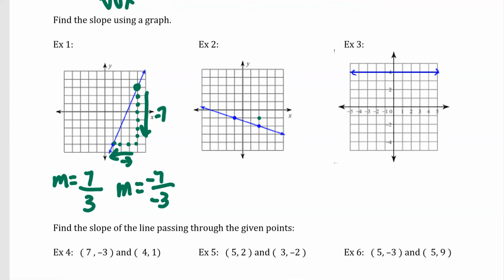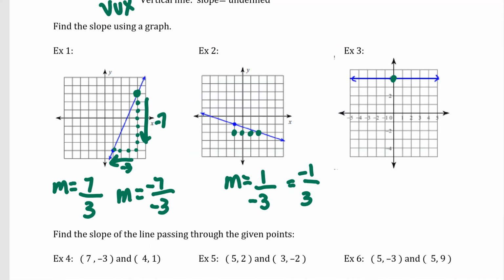Example 2, I go up 1 and over 1, 2, 3. But that 3 is to the left, which should make sense because the line is sloping downward. I could also start at the other point. I would go down 1 and then over 1, 2, 3. I still have a slope of negative 1/3.